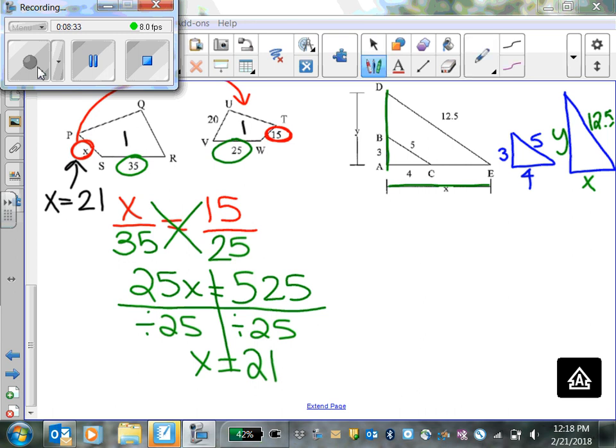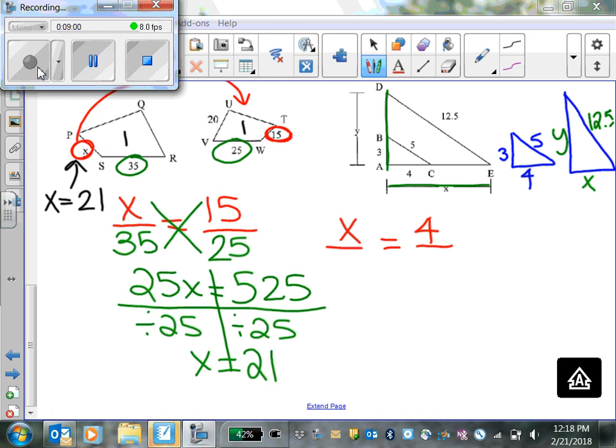So let's start with x. What corresponds to x? What's in the same position as x on the smaller triangle? Right? 4. So x is the same as 4. Everyone good so far? All right. This is what I would not do. I would not say, okay, well, 3 corresponds to y. In this situation, that doesn't help you any because now you have 2 variables.